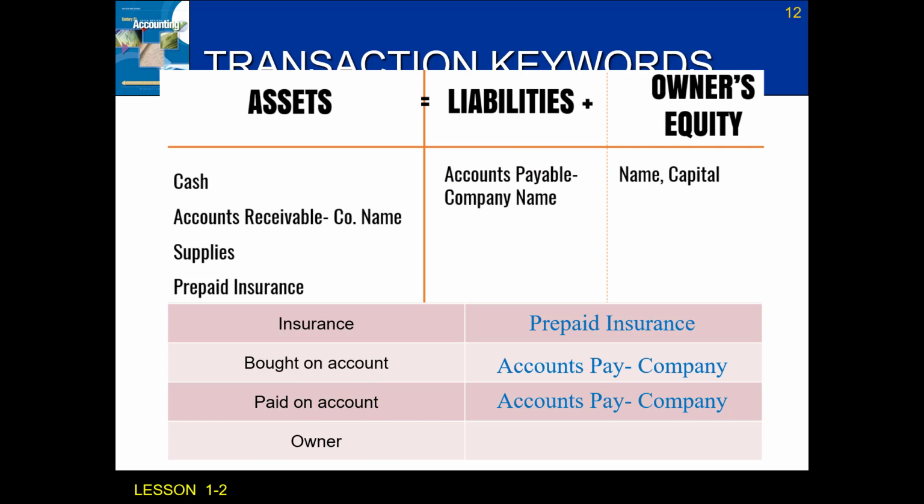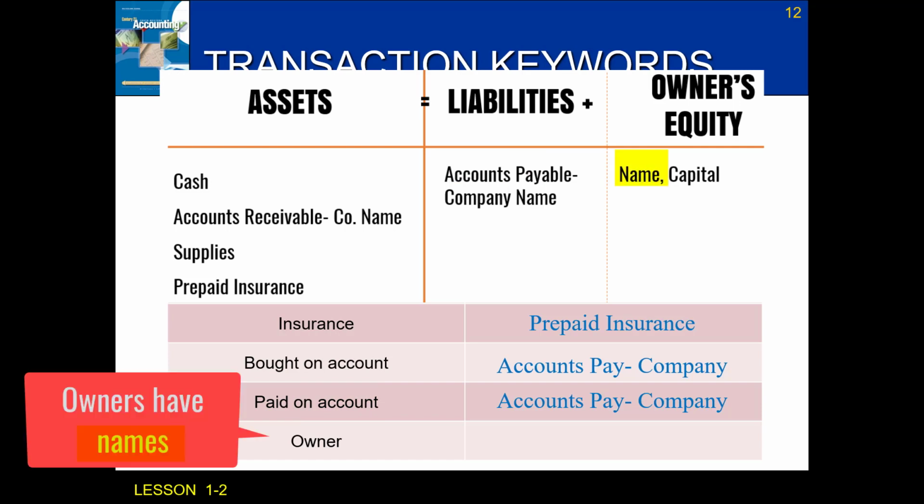And then the last transaction keyword you might come across is the owner. Now, nowhere on this chart of accounts do I see the word owner, but what I do see is name. And so the owner has a name, and the specific account title for that is name, comma, capital.